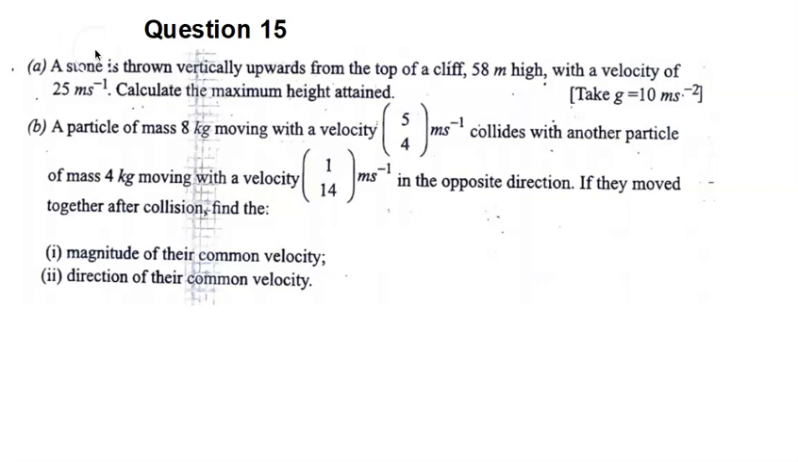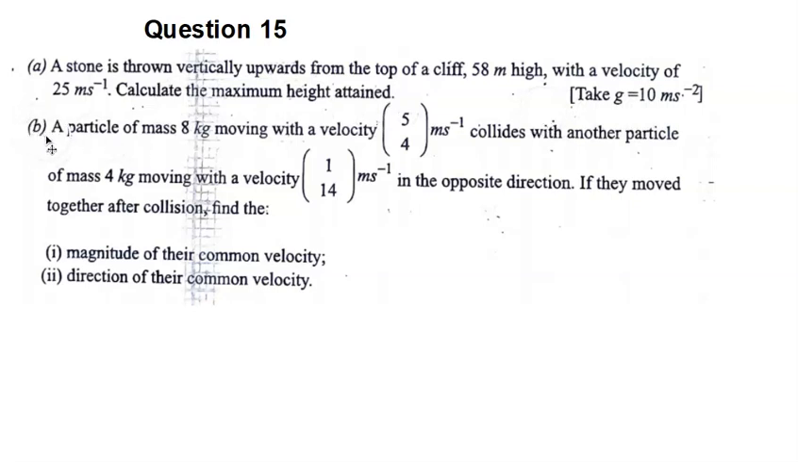The first part: a stone is thrown vertically upwards from the top of a cliff 58 meters high with a velocity of 25 meters per second. We have to calculate the maximum height attained. Take g to be 10 meters per second squared.